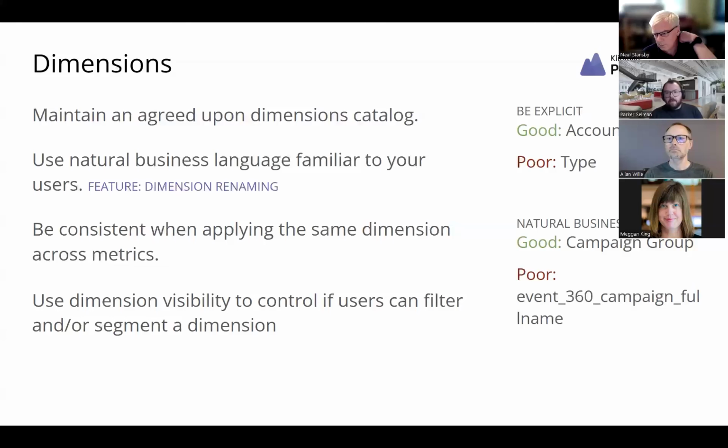On the side here, a couple quick examples of well-defined dimensions and their poor counterparts. Oftentimes we'll see a dimension labeled type. Like conversions, what does type mean? There could be so many different specific slices of that. And so labeling that as account type is more specific, it's more defined, and it's understandable to your users. Similarly, taking those technical names from a service and converting it into something that's unified across services. So campaign group may be applied across Meta ads, Google ads, and so on and so forth. It's important to establish that consistently and in natural business language.